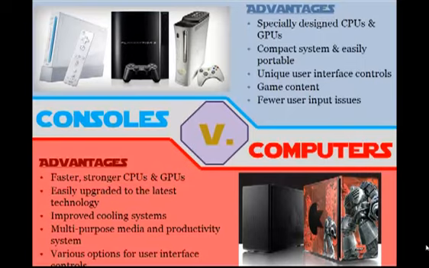Computers, on the other hand, have the advantages of faster and stronger CPUs and GPUs. They are easily upgraded to the latest technology. This really depends on your budget. You also have improved cooling systems. Your multi-purpose media and productivity systems can also be your gaming PCs. And you also have various options for user interface controls.